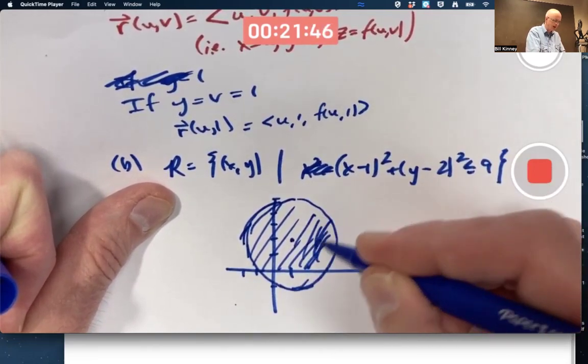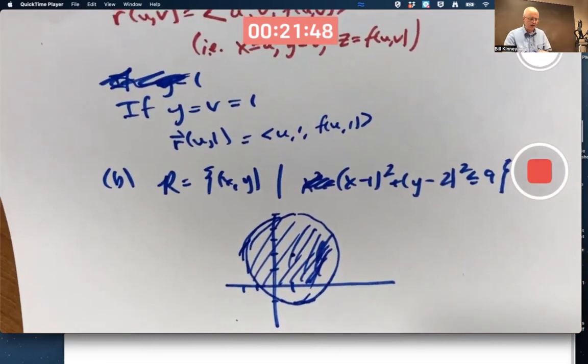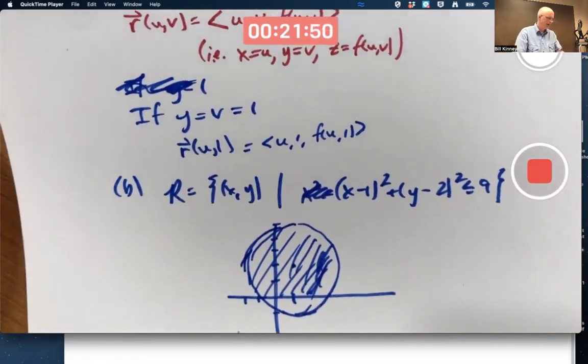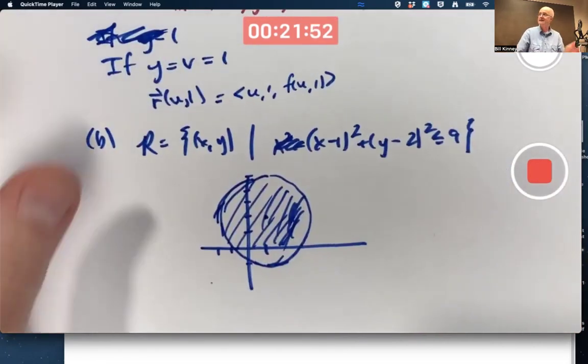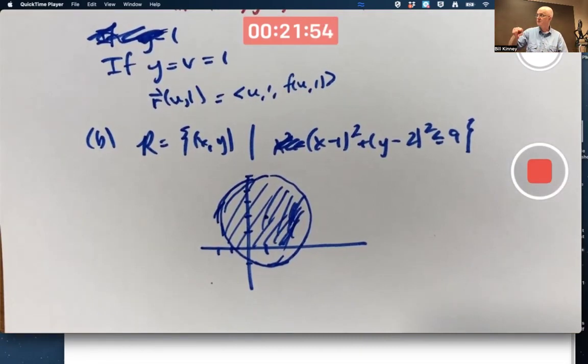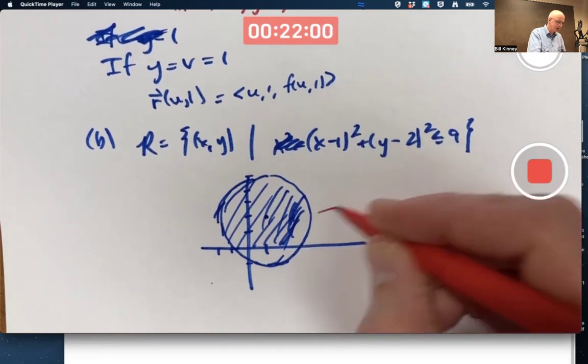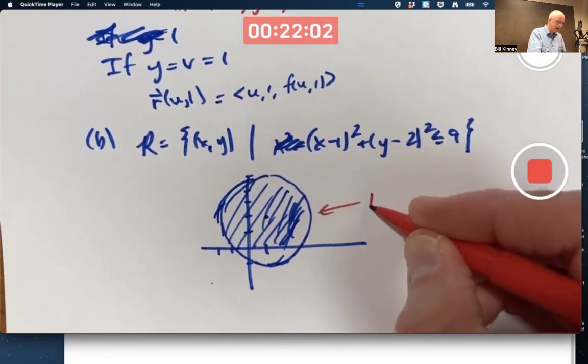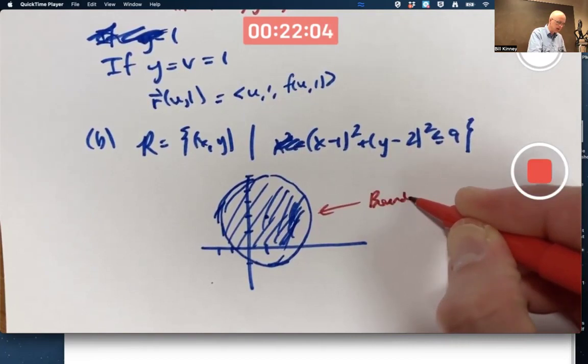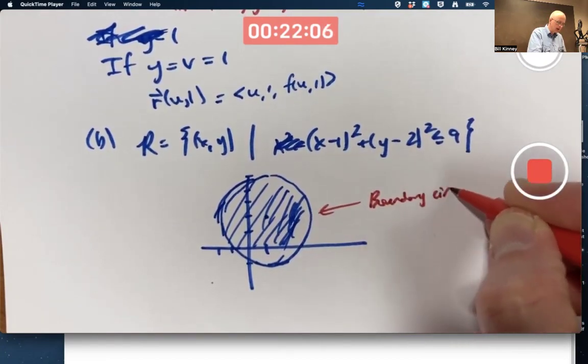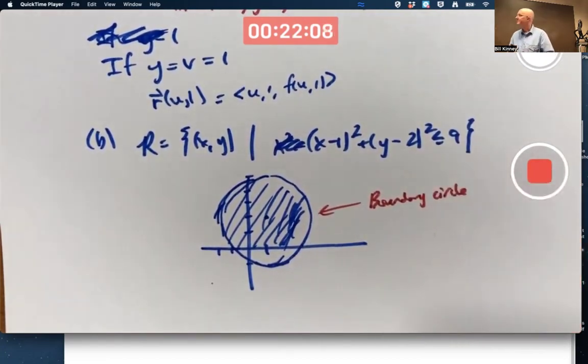We're trying to parameterize the surface over that disk. How do you do it? It's helpful to first parameterize the outer circle, the boundary. We could parameterize the boundary circle with cosine and sine pretty easily.